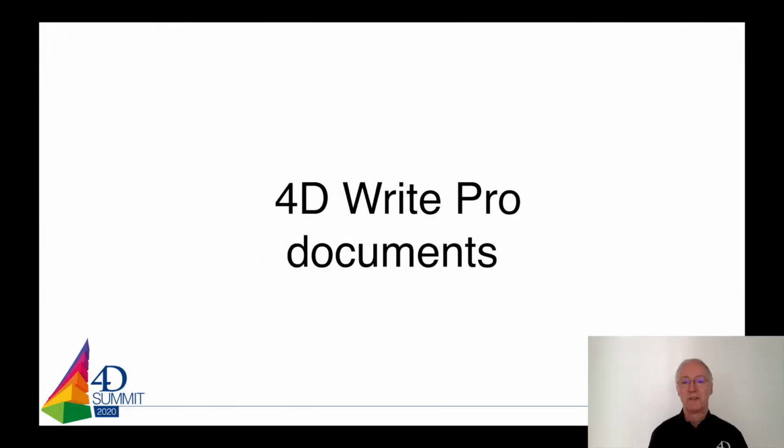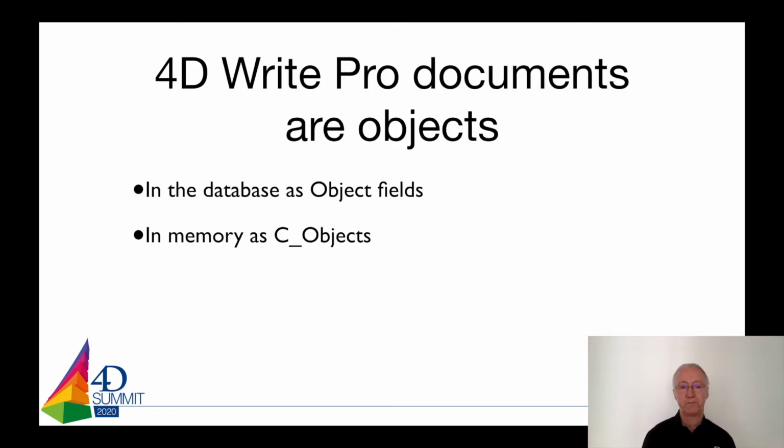So welcome again. We're going to talk about FolioWrite Pro documents. What are they? What do they contain? How do we manipulate them? As a reminder, FolioWrite Pro documents are objects and they are saved inside object fields in the database, and when you manipulate them in memory you have to declare C objects to hold these FolioWrite Pro documents.